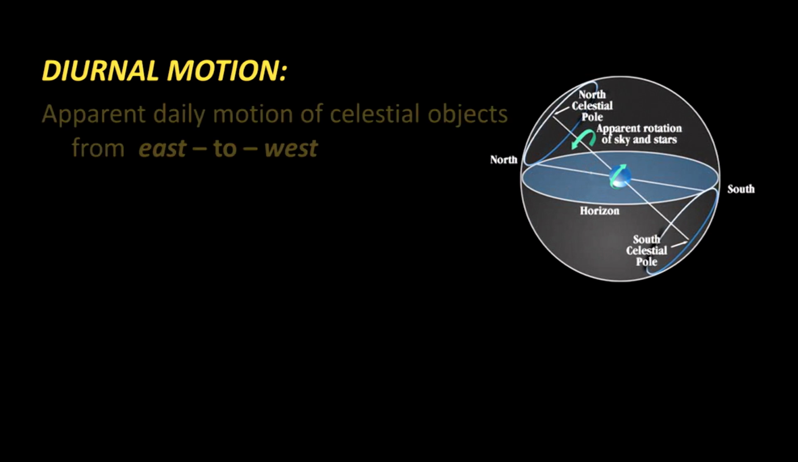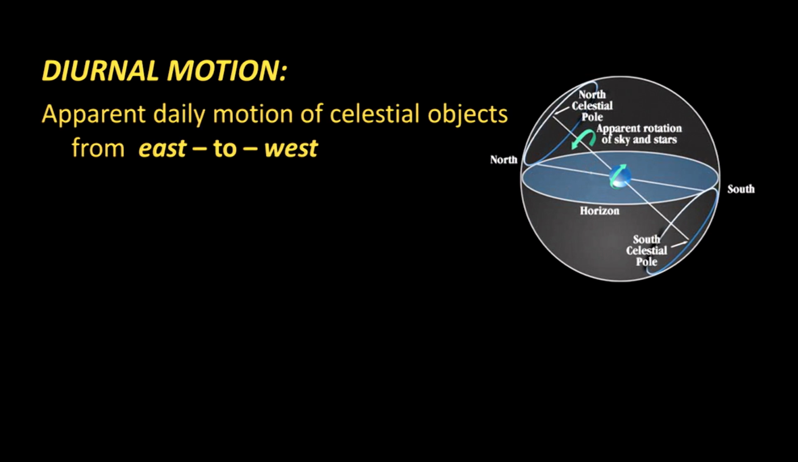Diurnal motion. The word diurnal means daily. It's similar to the word nocturnal. You probably have heard the word nocturnal before, which means nightly. Diurnal means daily, but in astronomy we use it in a slightly different way. When we say daily, what we are referring to is over the course of a calendar day. So over the course of an entire calendar day, diurnal. Diurnal motion, by definition, is the apparent daily motion of celestial objects from east to west.